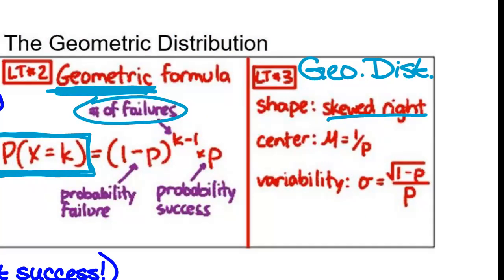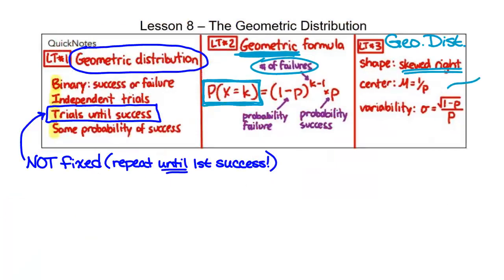Geometric distributions are always skewed to the right. The highest single probability, not cumulative, but the highest single probability, will always be that first try. After that, the probability is going to go down, down, down, down, down.